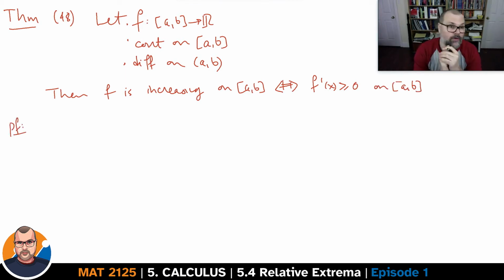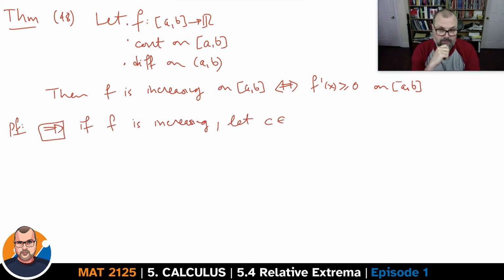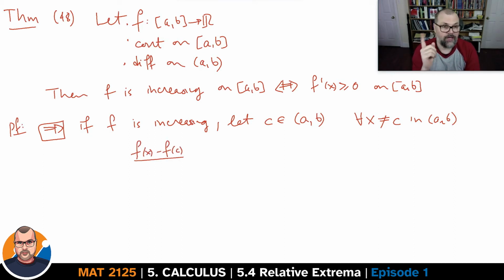There are two directions to prove. Let's start by assuming that f is increasing. We'll pick some point c in the open interval (a,b). For every x not equal to c in the interval [a,b], the difference quotient, f at x minus f at c divided by x minus c, is thus greater than or equal to 0. That's the case because f is increasing.